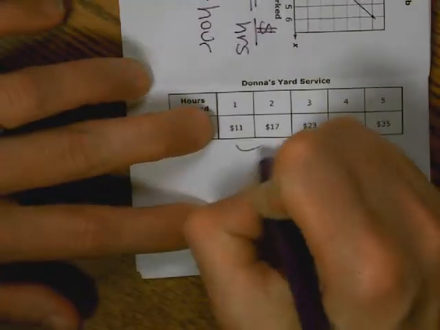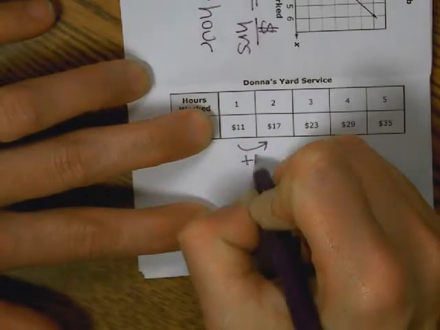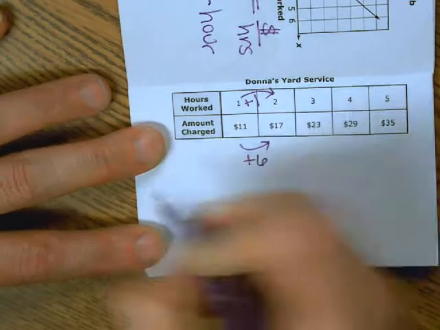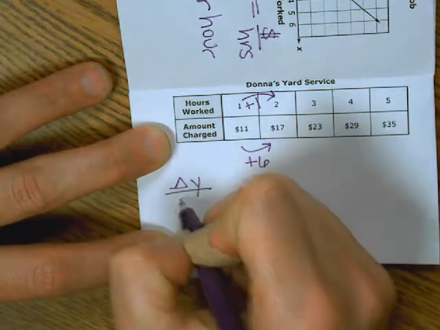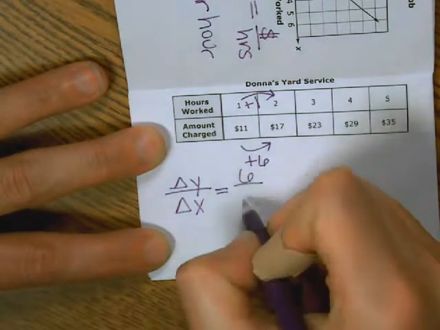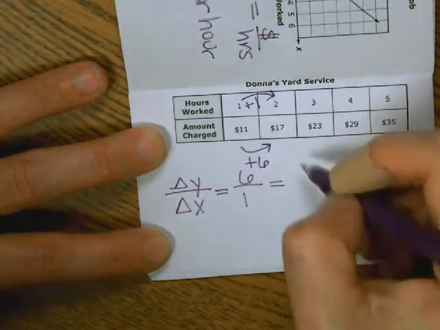Alright, let's go ahead and find slope from the table. So to find the slope from the table, we're going to draw our arrows. This is plus 6. This is plus 1. So slope is change in Y over change in X. So it moved 6 on top and 1 on bottom.